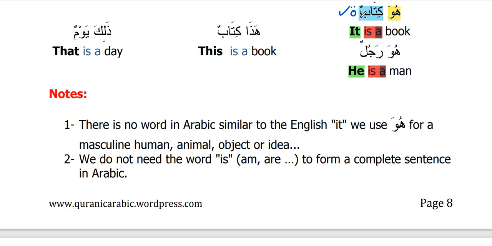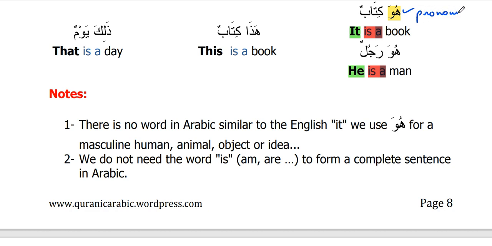Whenever you see a sign of femininity at the end of the noun, know that this noun is feminine, but we don't have this here. So this noun is a male. So now, huwa kitabun. It is a book in English. Now, here it's a pronoun. Pronoun.